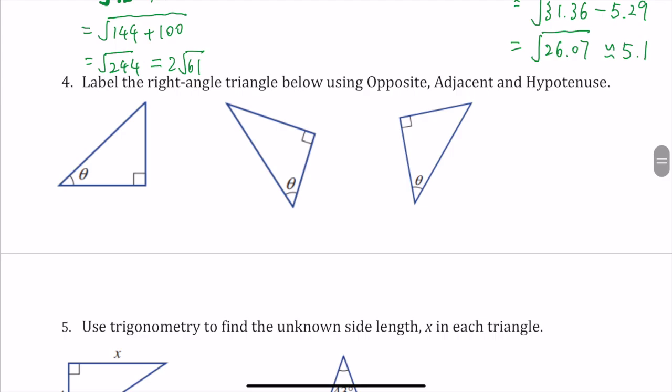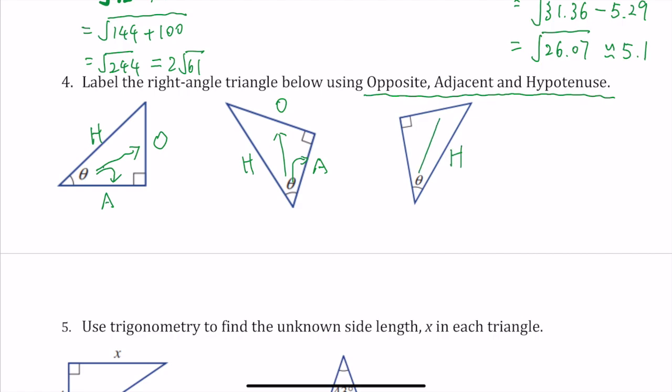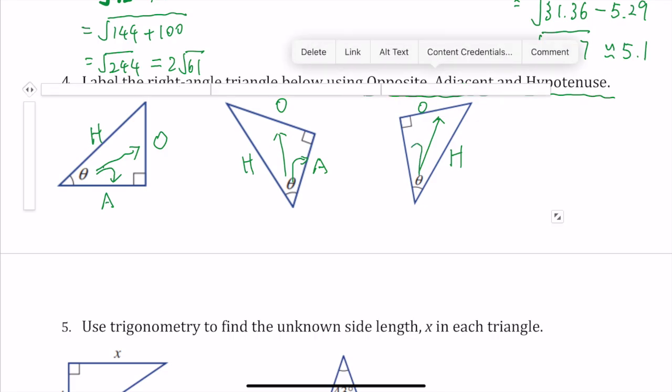Next, you are going to label opposite, adjacent, and hypotenuse. First, of course, you are going to label the longest side. So this is the hypotenuse. Then go straight, which is opposite, and make a turn, it's adjacent. Next one, hypotenuse, opposite, and adjacent. And last one, hypotenuse, opposite, and adjacent.